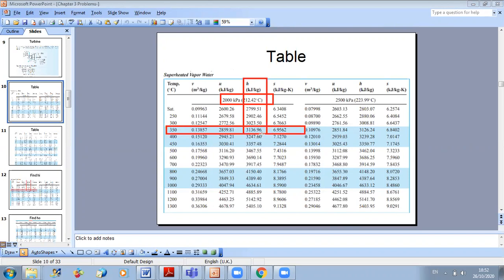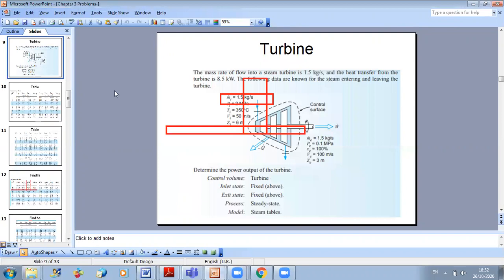Now for the outlet, if you go back to the given, they told you that for the outlet, you have a pressure of 0.1 megapascal, and the quality is 100%. This means that you should take H vapor, Hg. So you should go to the saturated table because you have equality. So you are just in the saturated table.